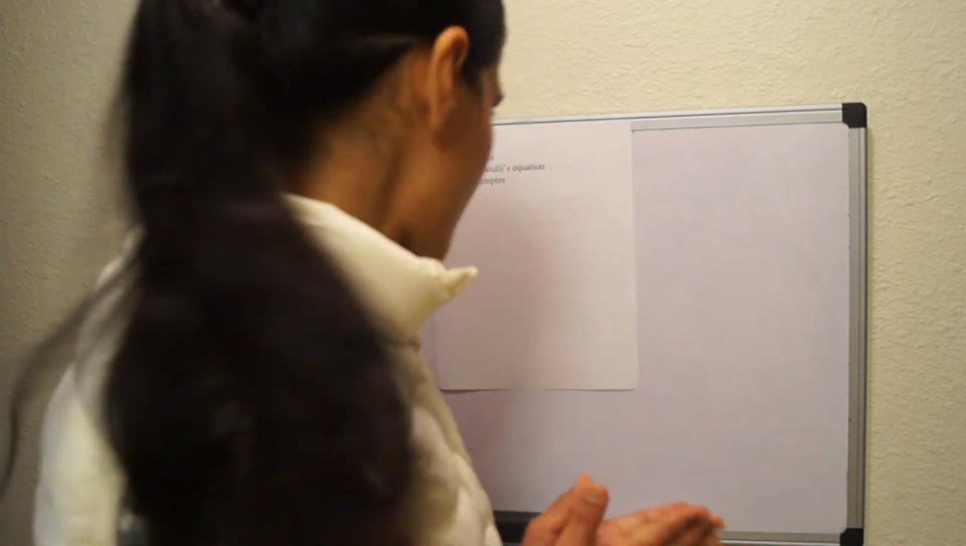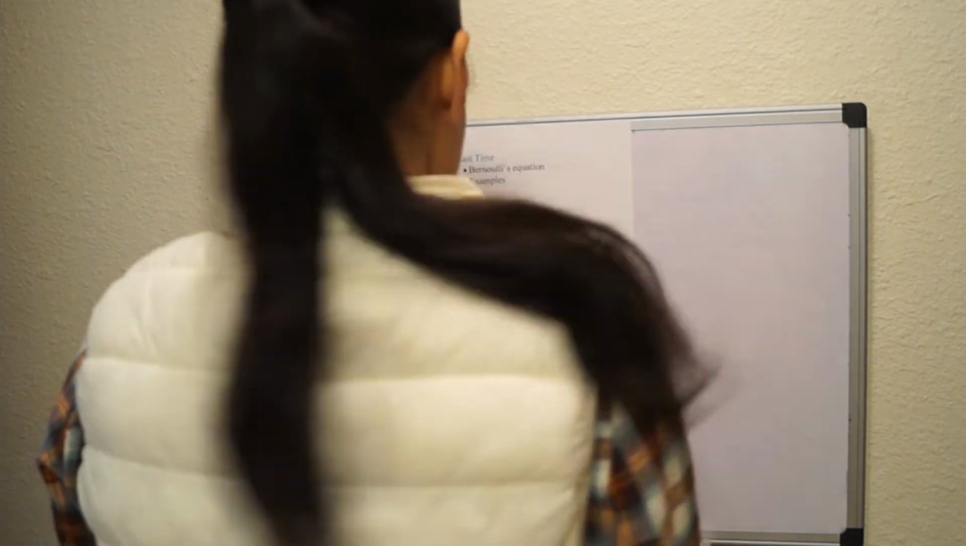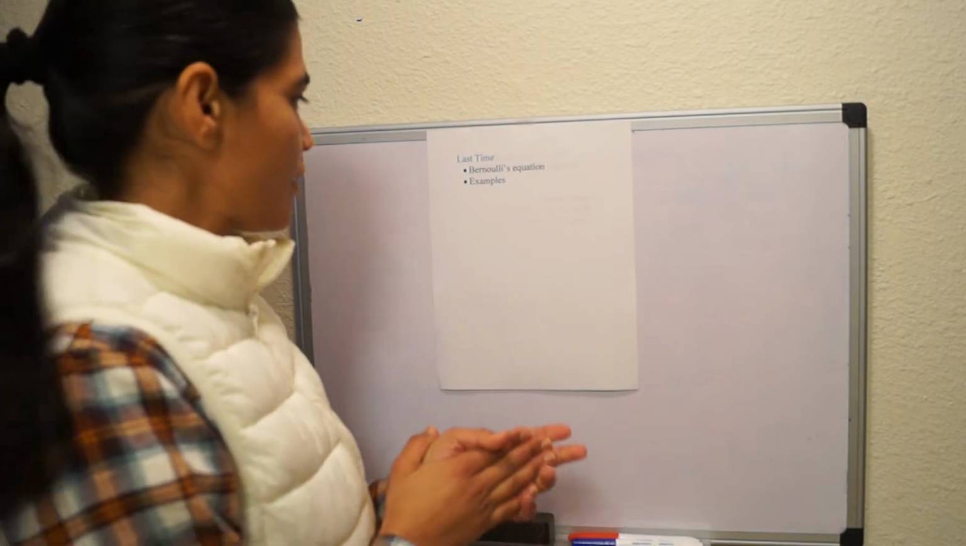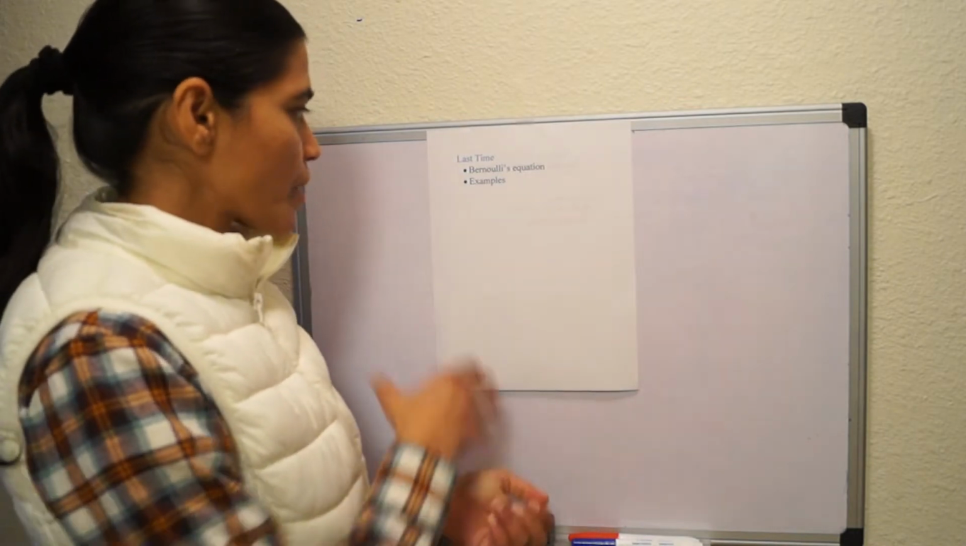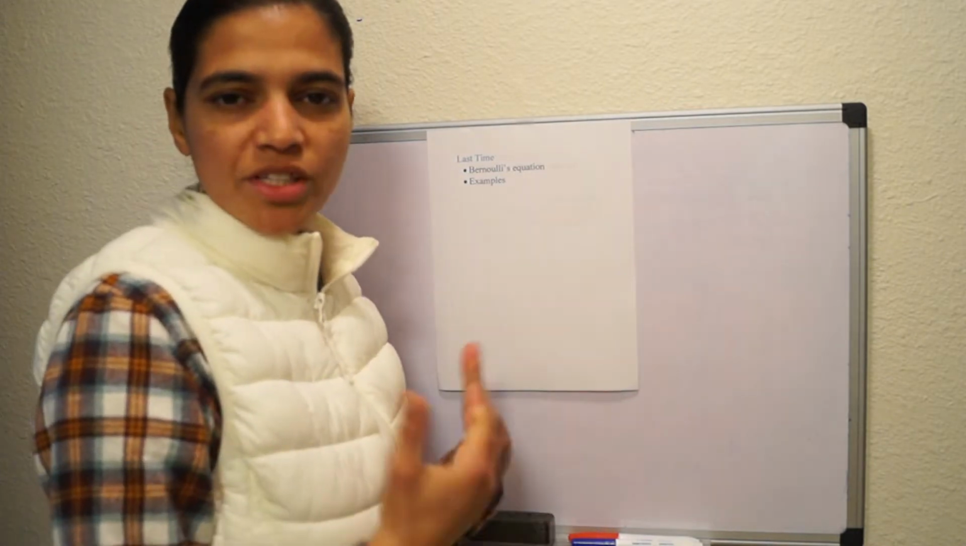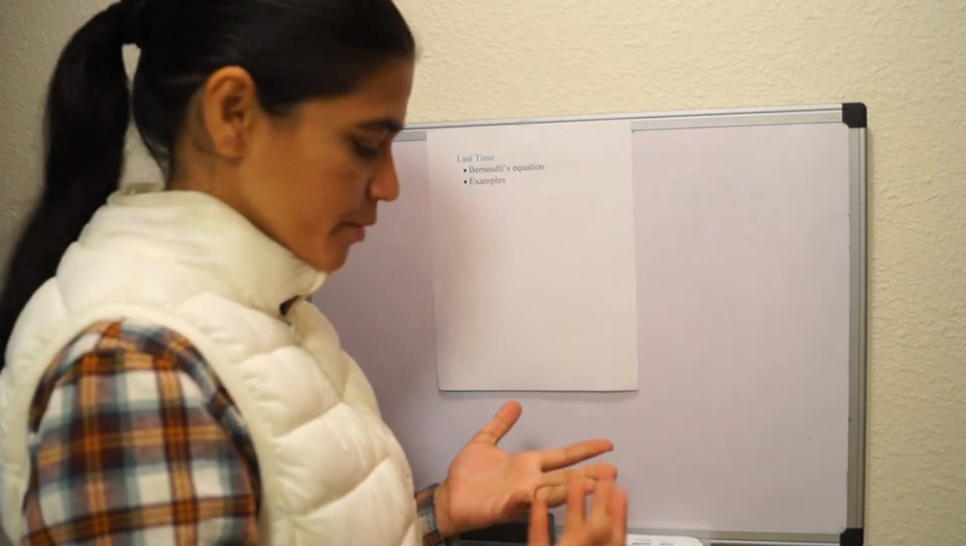So let's see what we learned. Let's revise a little bit about what we learned in the last lectures. Last time we reviewed Bernoulli's equation. We did some of the examples. We learned about some of the concepts, right?